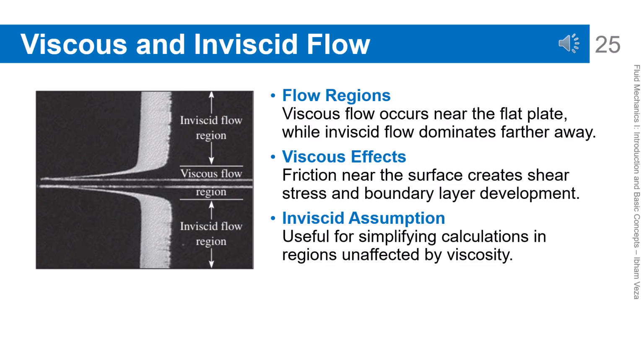Viscous and inviscid flow. Near the surface, viscous effects dominate and cause the formation of a boundary layer. Far from the surface, viscosity effects are often small, and the flow can be treated as inviscid. This separation of regions helps simplify complex flow analysis. This approach is widely used in aerodynamics and hydrodynamics. Even with simplification, viscous effects near the wall must still be considered.